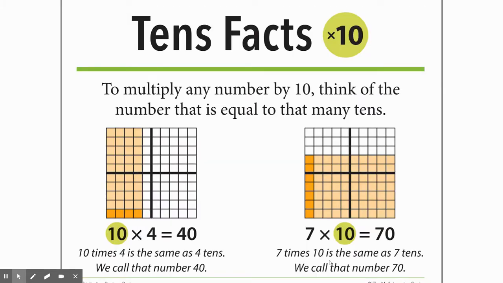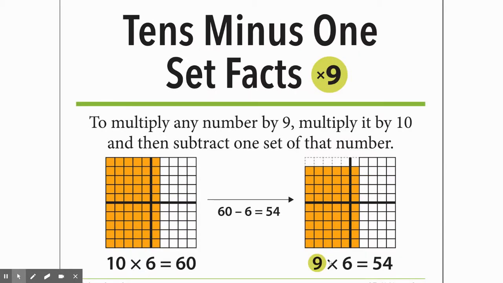Okay, let's move on with our strategy. To figure out times 9 facts, we're going to do what math ninjas do, which is use something that's a little bit easier. We use things that we already know to help us figure out something that we don't. So we're going to use what we know about tens facts. This strategy is called tens minus one set facts, and it's a way to figure out our times 9.